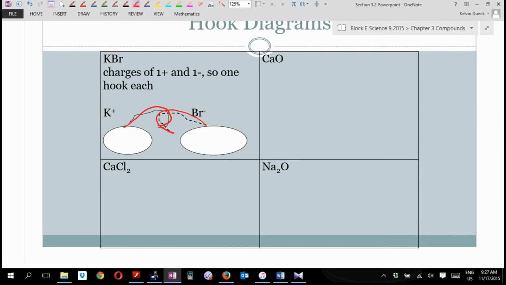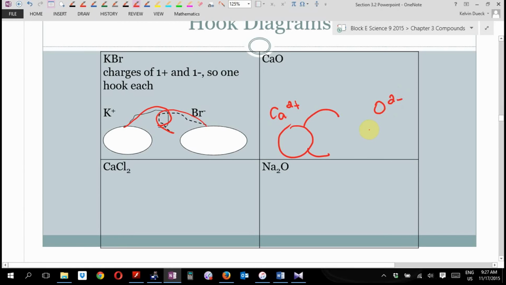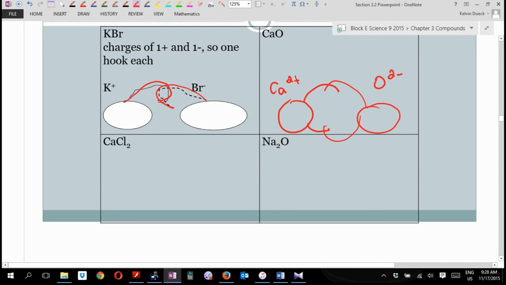So calcium, you could think, here's calcium 2+, and you could think of it as having 2 hooks. Here's oxygen, which is 2-, and you could think of the oxygen element as having 2 hooks. Are all the hooks hooked up? Then that's your chemical formula. This will work as CaO. Calcium oxide.